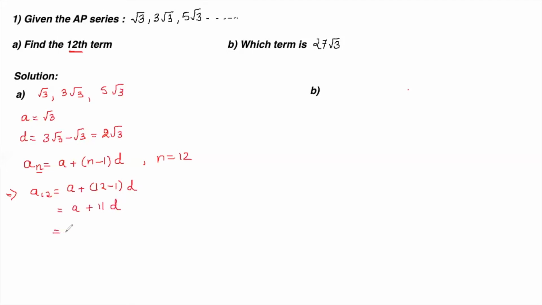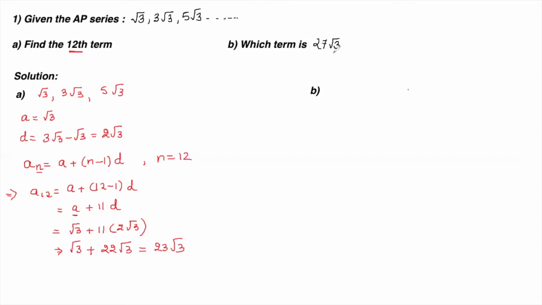Now what we need to do is input the values of the first term and the common difference, right? A here is root 3, plus 11 into d, that is 2 root 3. So it would be root 3 plus 22 root 3, that is equal to 23 root 3. Okay, so it means the 12th term of our AP would be equal to 23 root 3. Right, now we'll move on to the second part.